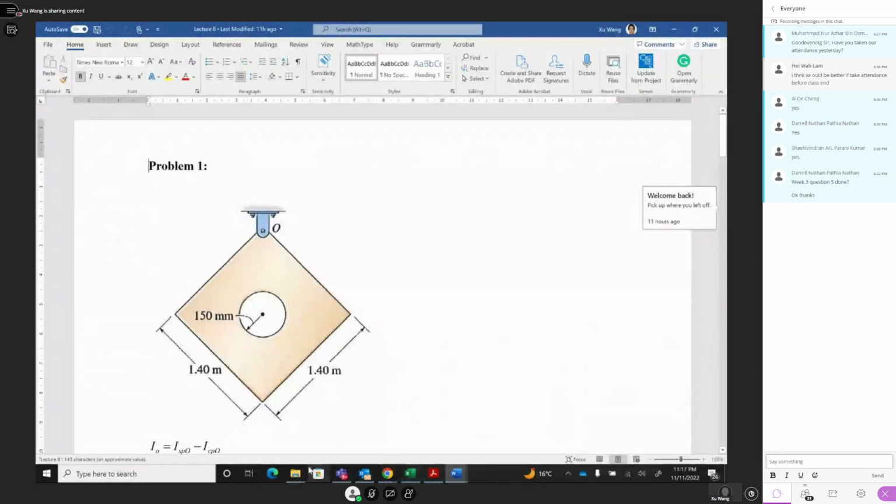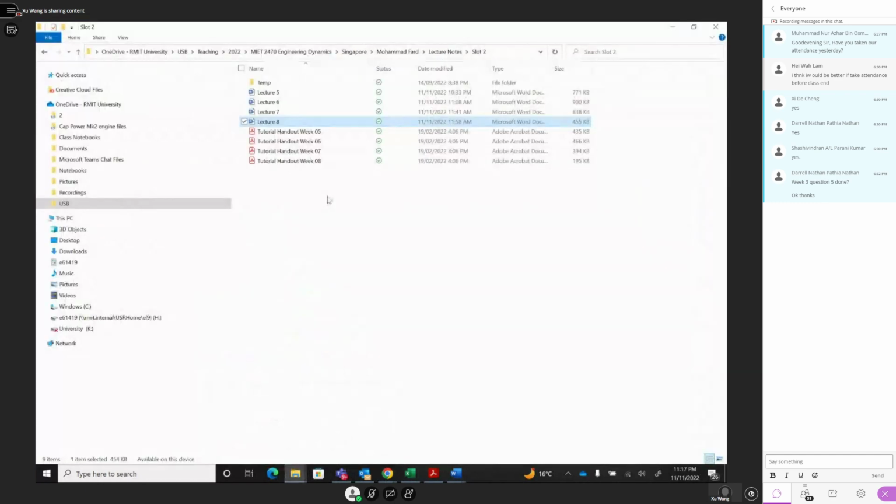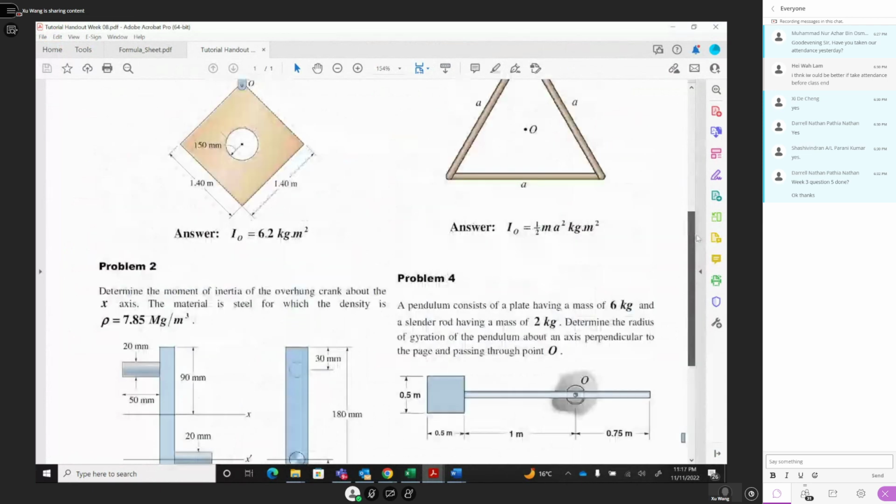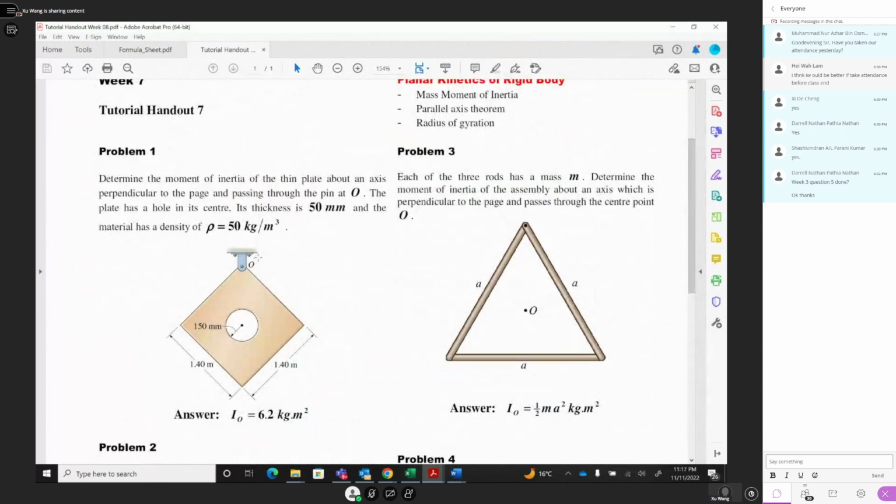Week 8, we open the week 8. And also the week 8 is very simple to solve. Okay, so first one, this is the rectangular plate. Dig the hole in the middle. Okay, and hang it up at the O position. Calculate the rotational inertia of this structure.